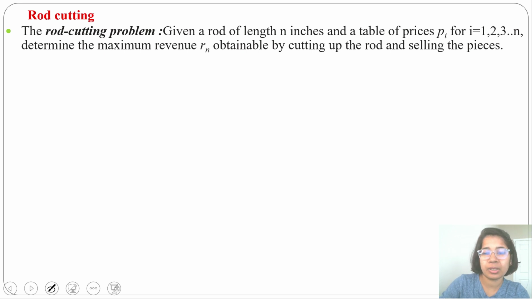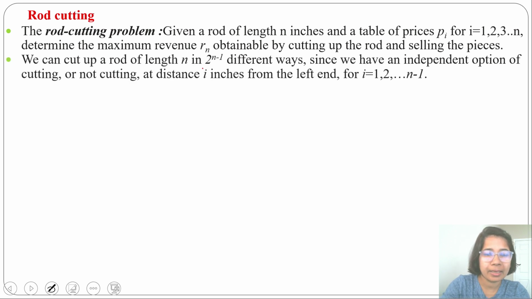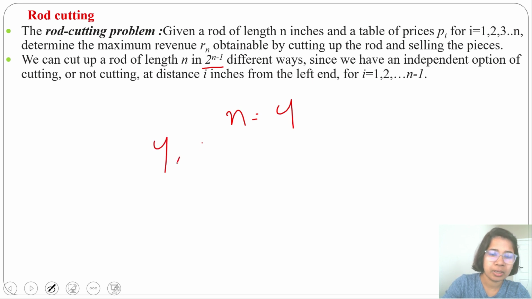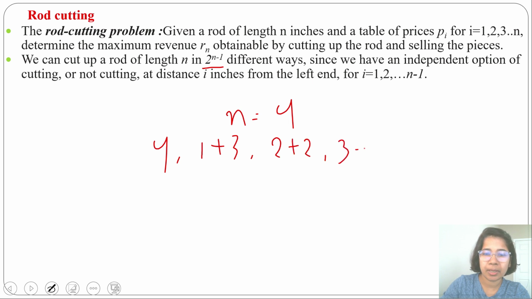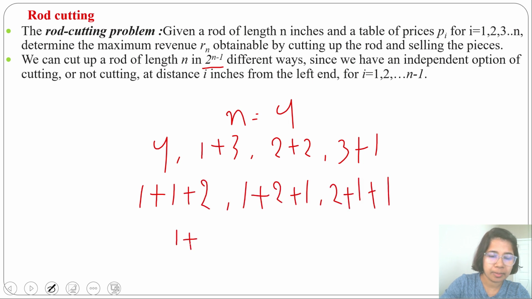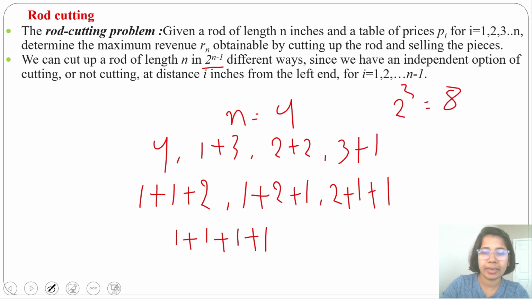We have different options. We can cut a rod of length n in 2 power n minus 1 different ways. Suppose n equals 4, then we can take the whole, so 4, then 1 plus 3, 2 plus 2, then 3 plus 1, then 1 plus 1 plus 2, or 1 plus 1 plus 1 plus 1. So 2 power 3 equals 8. If n equals 4, we can cut the rod in 8 ways. We can take a single rod, we can cut into 2 pieces, we can cut into 3 pieces, even we can cut into 4 pieces.